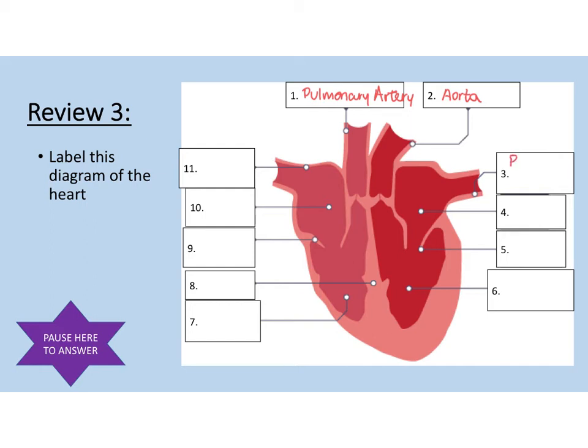Number 3 is the pulmonary vein. So that brings the blood back to the heart from the lungs. Number 4 is the left atrium. Number 5 is the bicuspid valve. Number 6 is the left ventricle. Number 7 is the right ventricle.